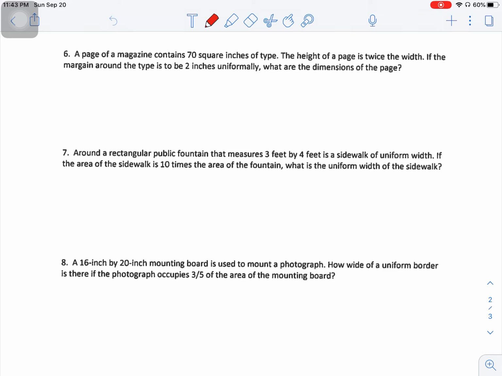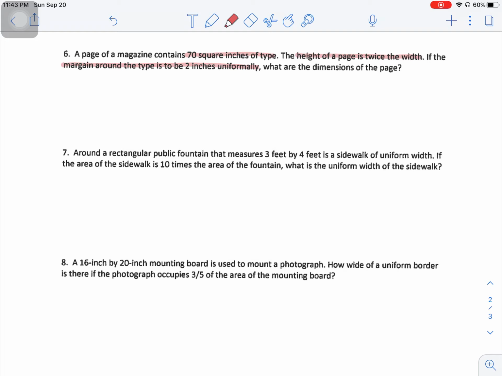All right, problem number 6. A page of a magazine contains 70 square inches of type. The height of the page is twice the width. The margin around the type is to be uniform, 2 inches uniformly. What are the dimensions of the page?